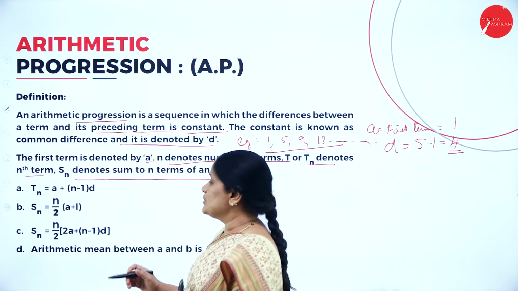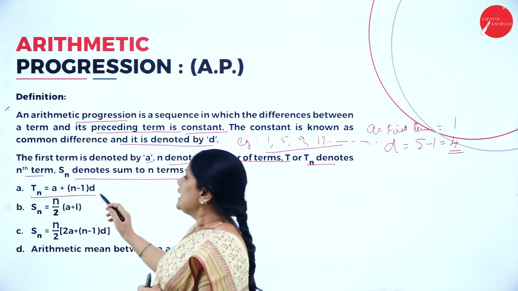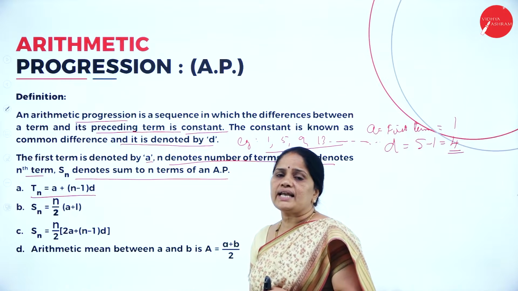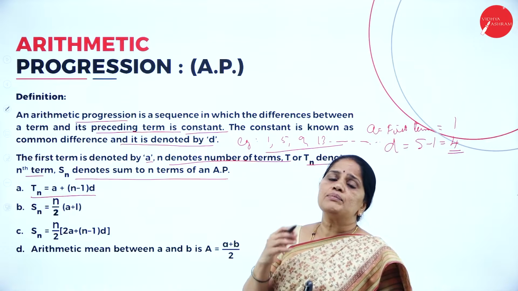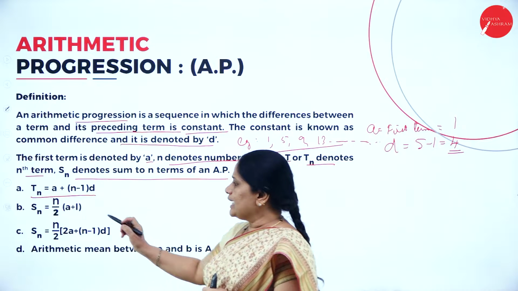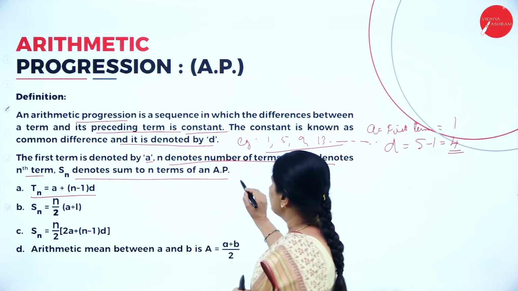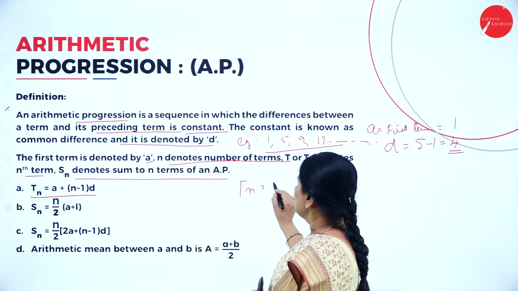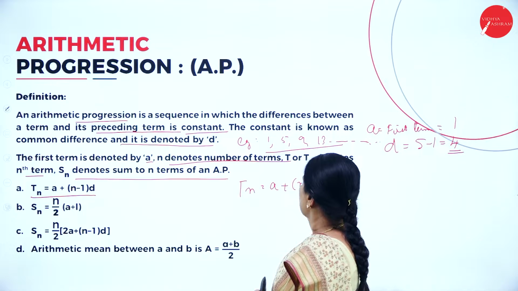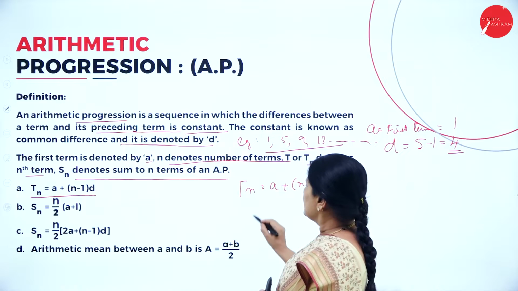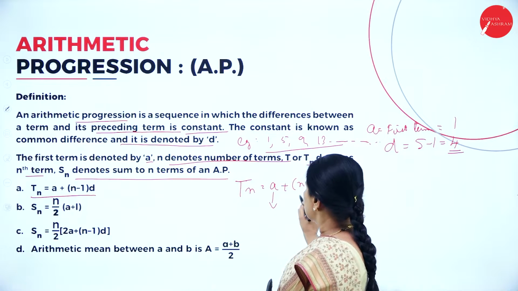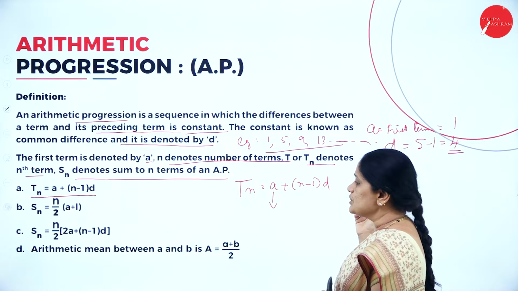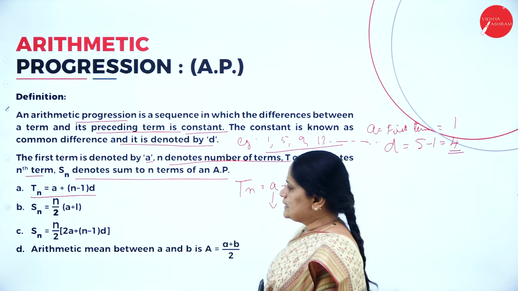Now before going to the formula of the sum of the terms, let us understand this Tn. Now what is this Tn? So Tn means the nth term of the series. So in the nth term of the series, we have the formula Tn equals A plus n minus 1 into D. So the nth term equals A, the first term, plus n minus 1 into D. So we get the nth term.